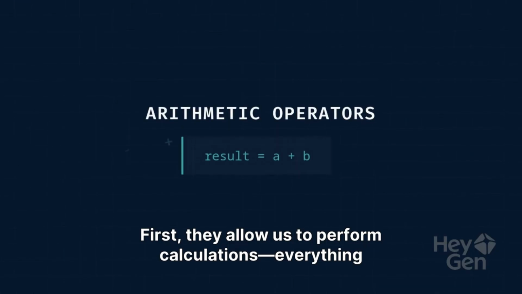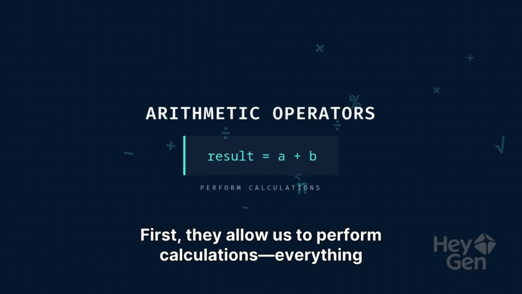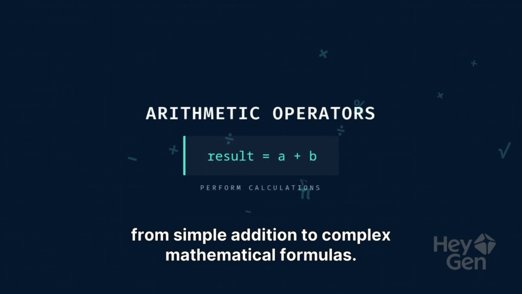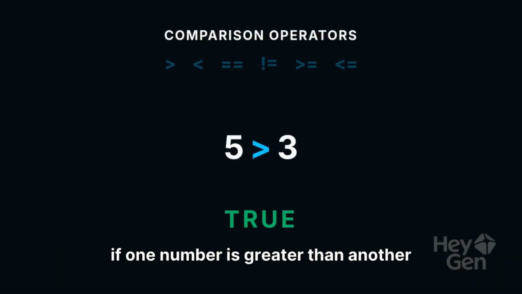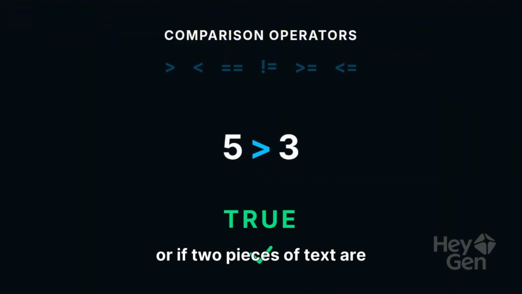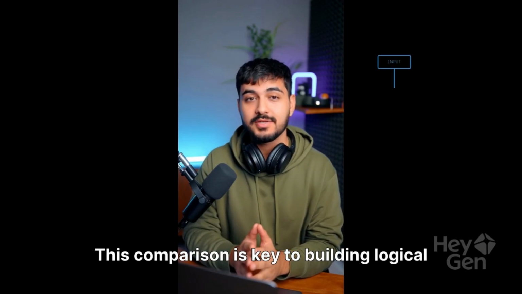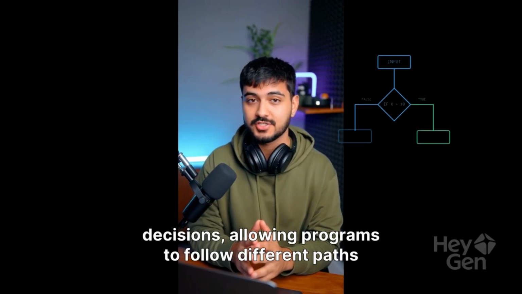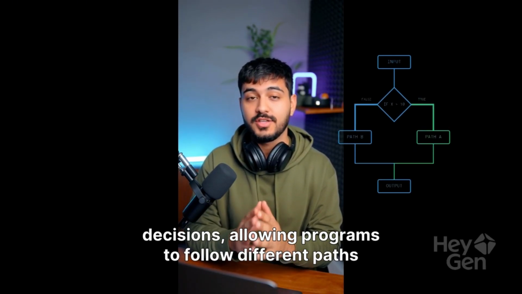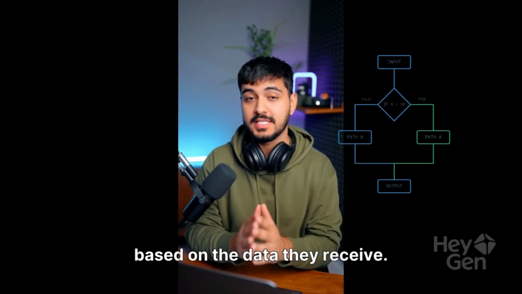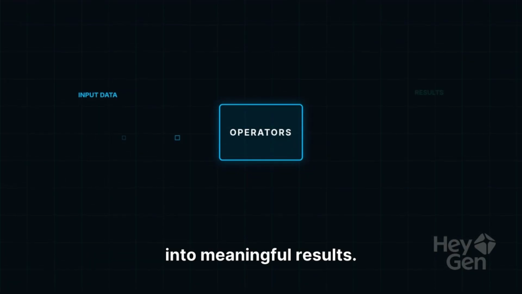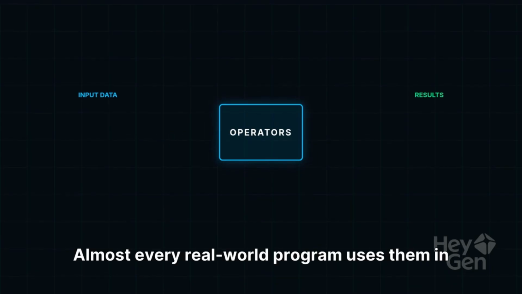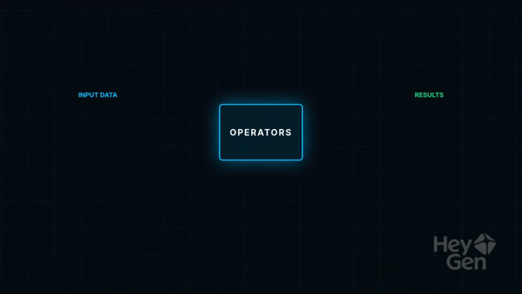First, they allow us to perform calculations, everything from simple addition to complex mathematical formulas. Operators also let us compare values, determining if one number is greater than another or if two pieces of text are identical. This comparison is key to building logical decisions, allowing programs to follow different paths based on the data they receive. In essence, operators help us process data into meaningful results. Almost every real-world program uses them in some way.